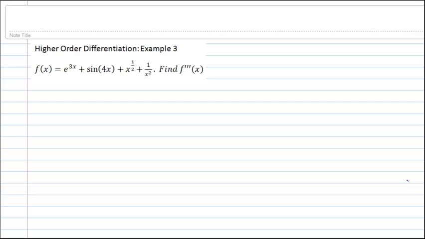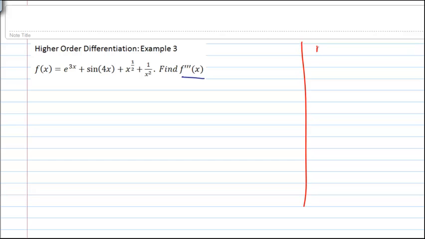In this example, we will find the third derivative of the function f of x equals e to the 3x plus sine 4x plus x to the half plus 1 over x squared. So really all we're doing is taking the first derivative, and then with that result, we will again apply another derivative, and then again we will have to differentiate the function a third time in order to find f triple prime of x.